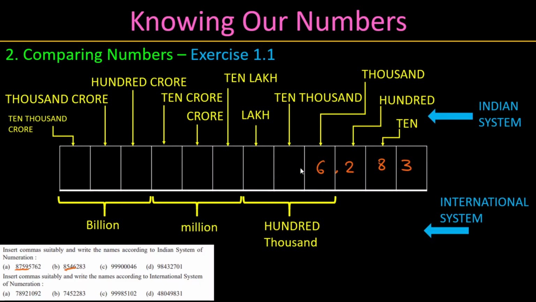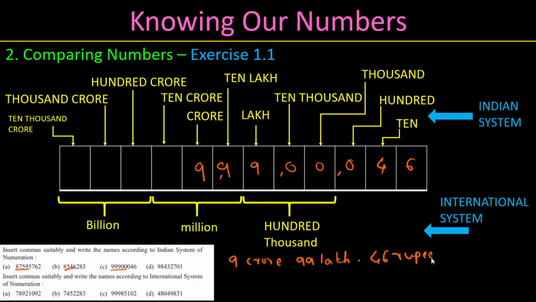Let me go to the next question. 6 4 3 zeros 999. So let me put the comma system here, here, and here. So this is 9 crore 99 lakh 46 rupees. 46 only, it is just 46. So like this you have to write.